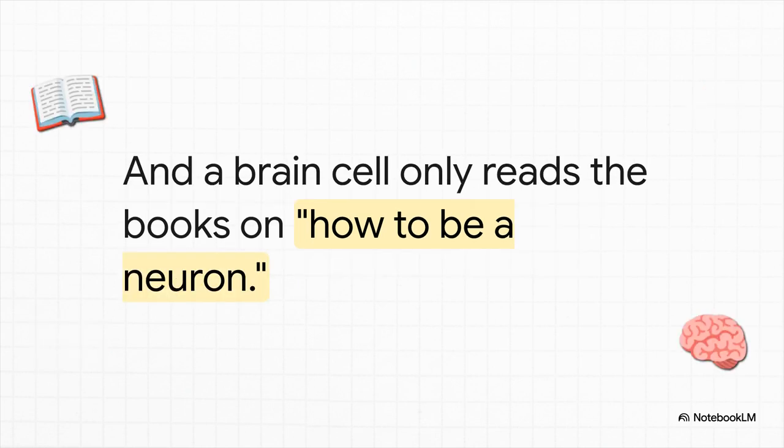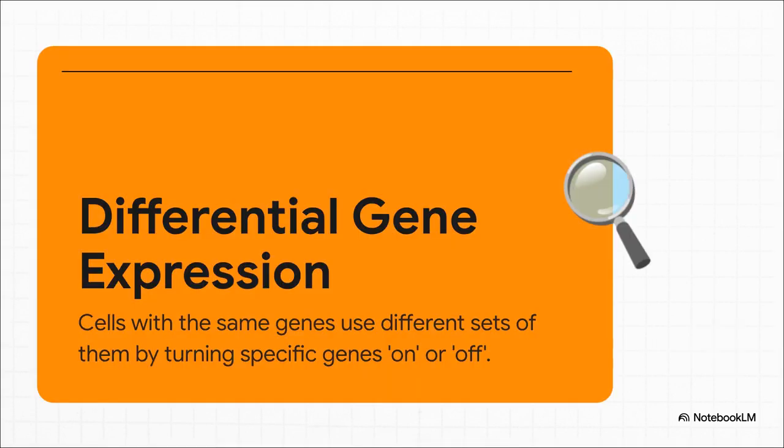And you guessed it, a brain cell walks into the very same library, but it heads straight to the neurology section. It only checks out the books on how to be a neuron. Same library, different reading lists. This library analogy perfectly explains the real scientific principle. It's called differential gene expression. This is the master switch. It's the process where cells with the exact same genes use, or express, different sets of those genes. They turn specific genes on and off to create their totally unique identities.